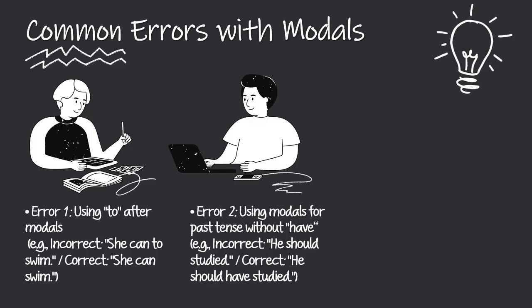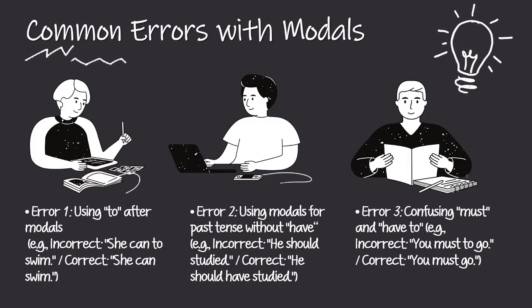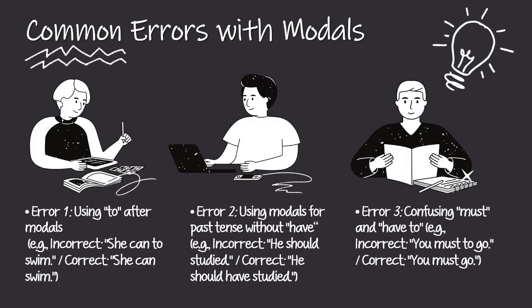2. Using modals for past tense without have. For instance, he should studied is wrong. The correct form is he should have studied. 3. Confusing must and have to, saying you must to go is incorrect. It should be you must go. Avoiding these mistakes will make your English sound much more natural.